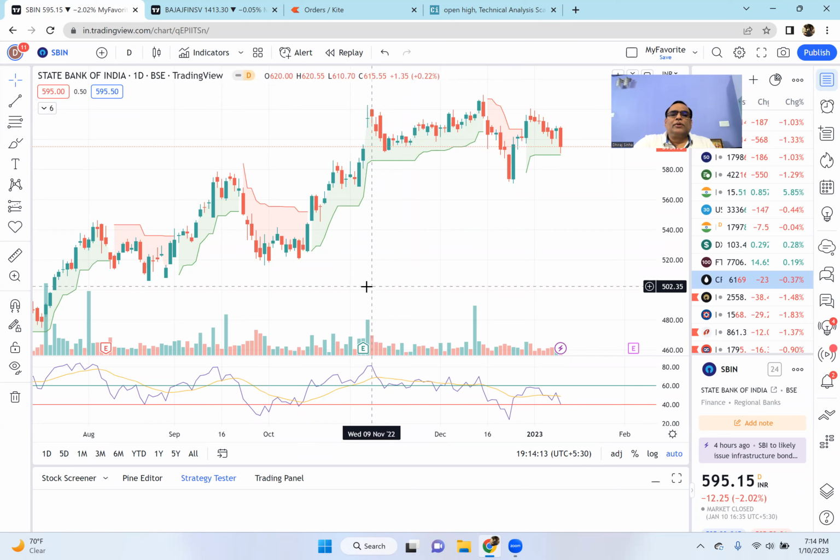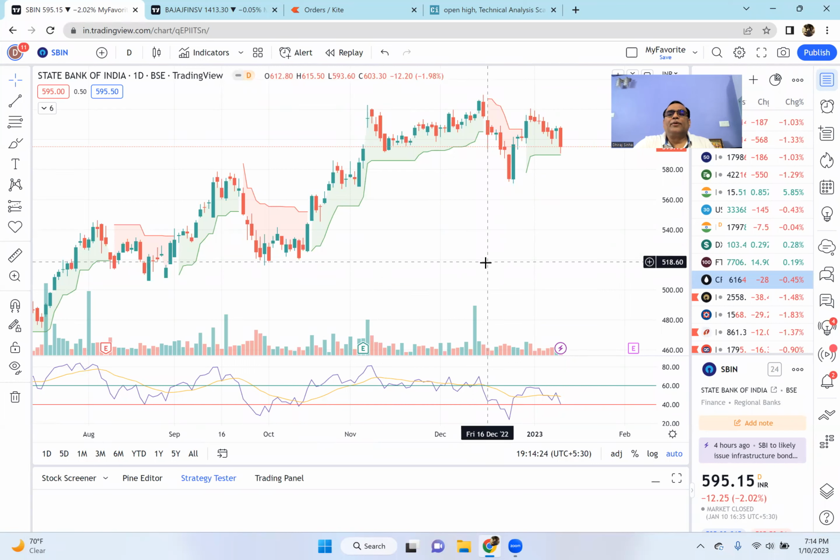Okay, so let's take some example where it is not. Okay, so for example, this is also a mother candle and child candle. For example, 16 December on SBI. Okay, 16 December high was 615.5, low was 593.6. And if we look at the next candle, 19 December, 609.45 is the high, low is 602.9. Now, it meets the mother and child criteria, but it does not meet the different color criteria. Okay. So this setup was not so strong.